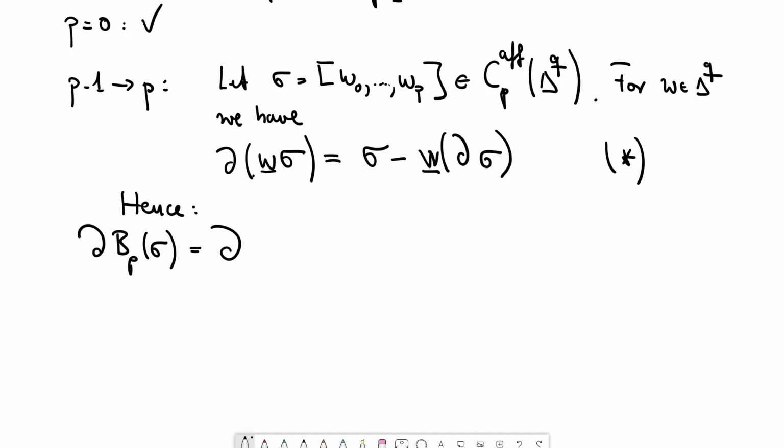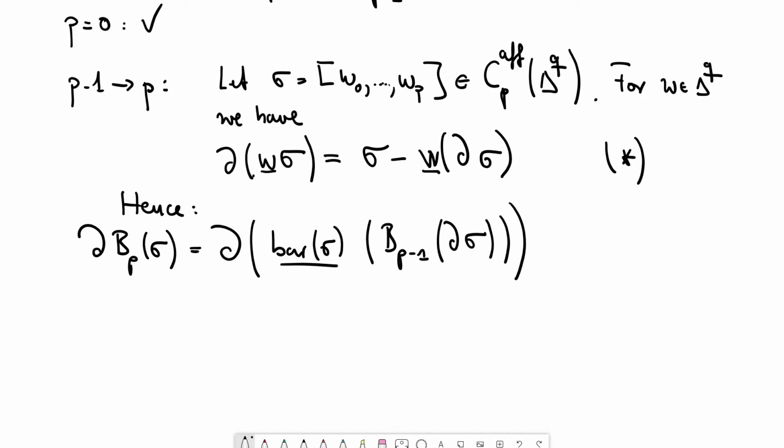So hence, let's just insert the definition of B_p. It's the barycenter of sigma, the associated map applied to B_{p-1} of the boundary of sigma. Now I want to apply the relation star inside B_{p-1} of the boundary of sigma. So what's inside here?